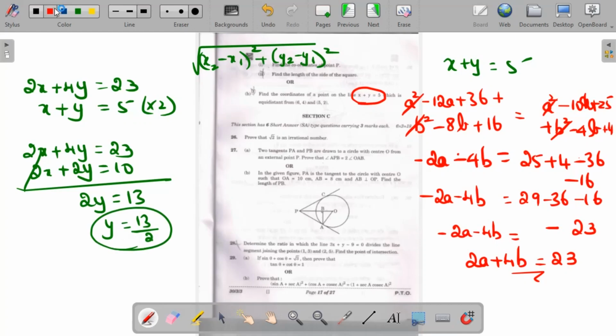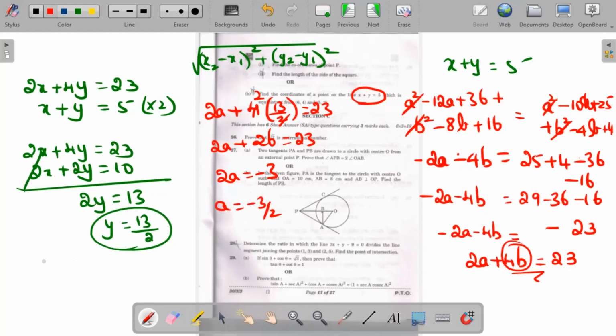Now let's compute the x. So substitute it in this particular equation. So 2a plus 4 into 13 by 2 is going to be equal to 23. So 2a plus this will be 2 times 13, 26, is equal to 23. So 2a is equal to minus 3. So a is equal to minus 3 by 2. So the point is (minus 3 by 2, 13 by 2).